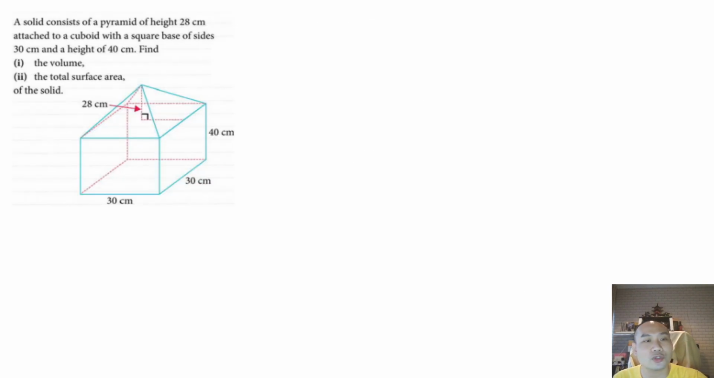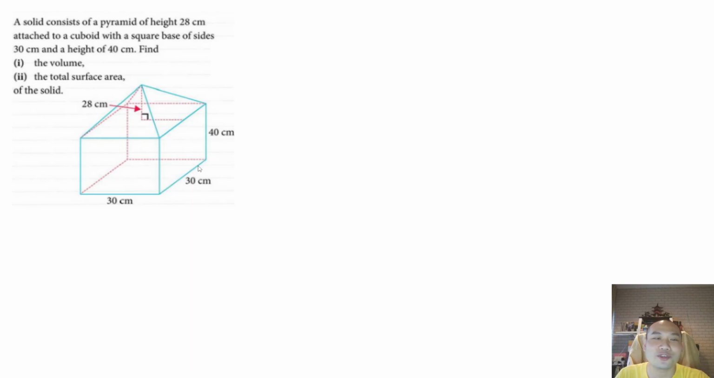The third question that you're told to try is this. This time round, we want to look at the pyramid. We have a pyramid here with a height of 28 attached to a cuboid as a base, right? Square base. When it's a square base, we are happy. It's easier to wrap our mind around it and to do our calculation.